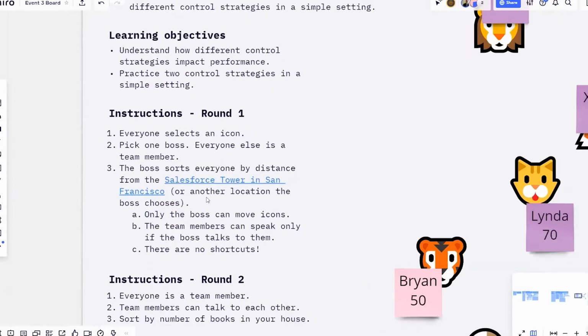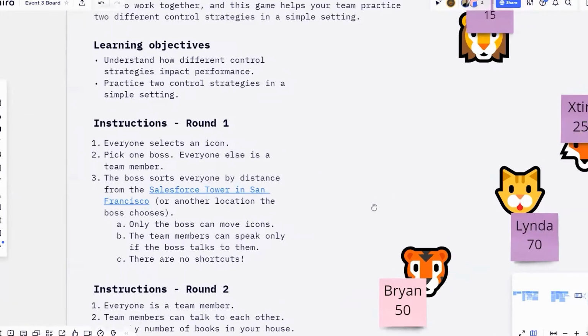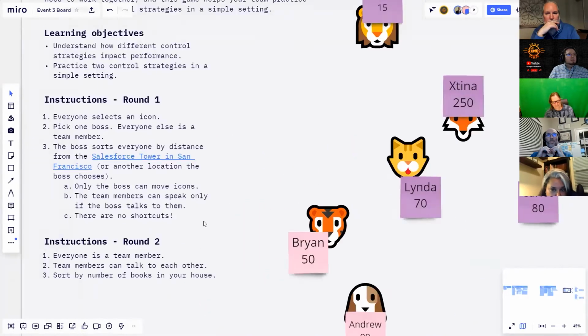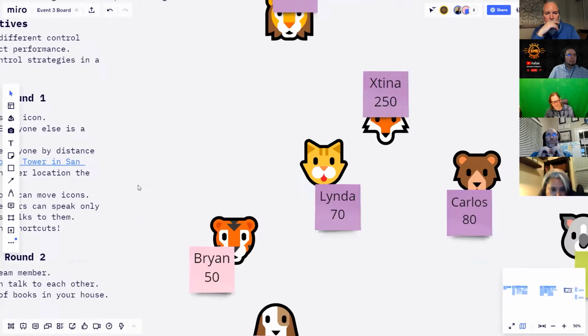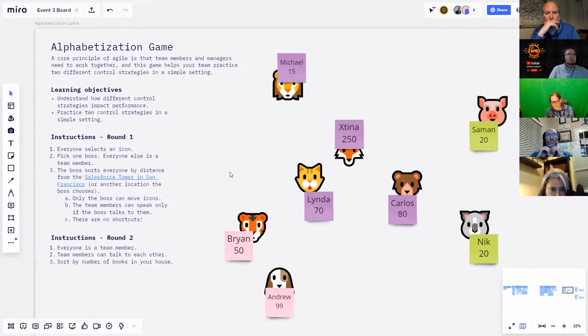So only the boss can move icons. The team members can only speak if the boss talks to them. There are no shortcuts. So you cannot talk unless the boss talks to you after we start the game. And the boss is the only one who can move any icons or do anything. So at the end it should look something like this. It doesn't mention putting sticky notes on, but we'll allow the boss to put sticky notes just so they can remember what's going on. We'll have some grace on the boss.